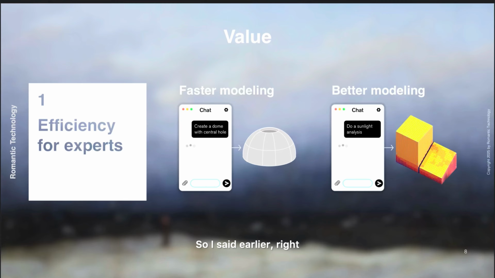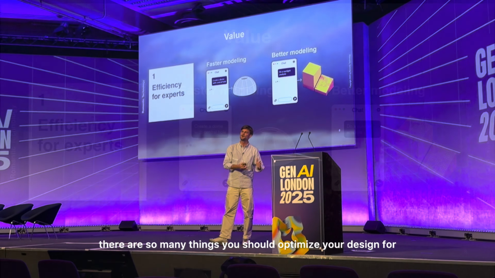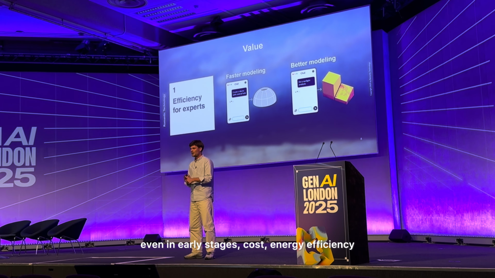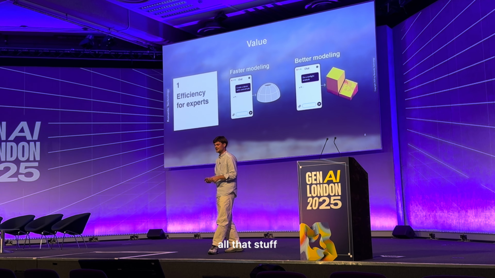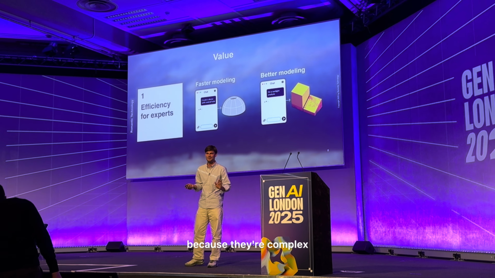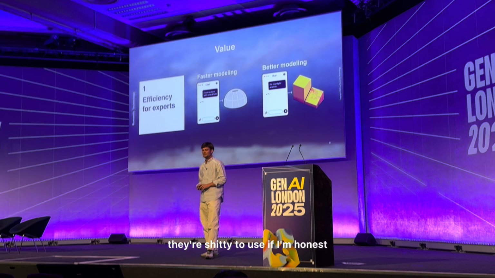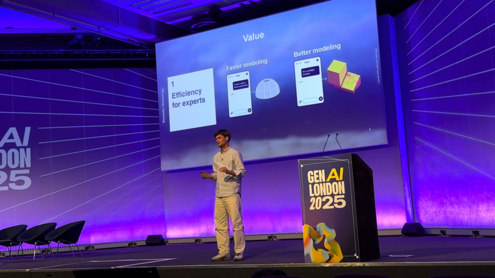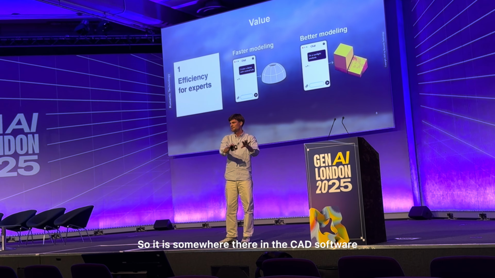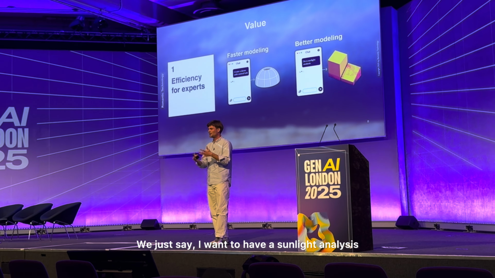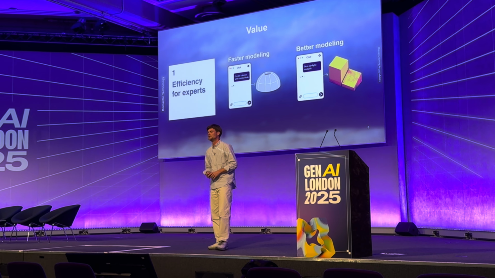We also say better modeling. What does that mean? So I said earlier, there are so many things you should optimize your design for, even in early stages. Cost, energy efficiency, all that stuff. You have these tools out there, but no one uses them, right? Because they're complex, they're hard to use, if I'm honest. So we make this accessible. It is somewhere there in the CAD software, but we surface it in our Copilot, and you just say, I want to have a summit analysis, boom, we just do it for you.